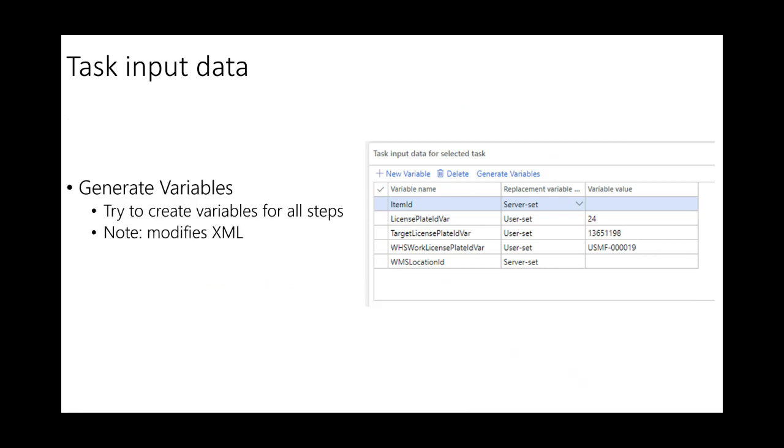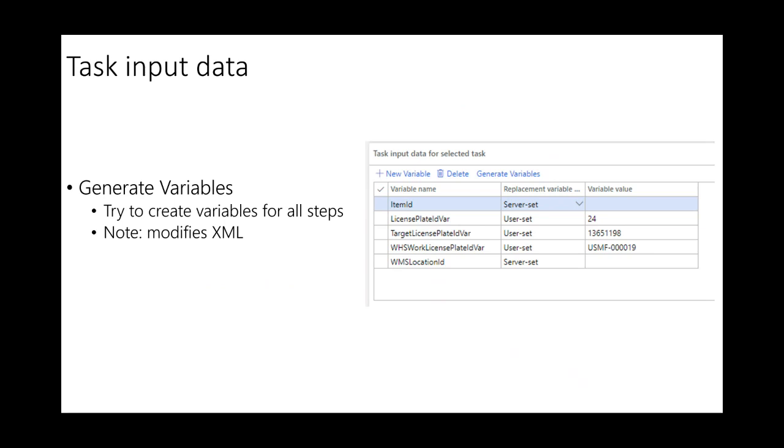And we do have a button on the UI called Generate Variables. This will execute an algorithm to try to identify all the areas in the XML that have changing data and pull them out as variables. This also tries to identify the user and server set variables based on when the first time we see the data, either from the user or the server processing.